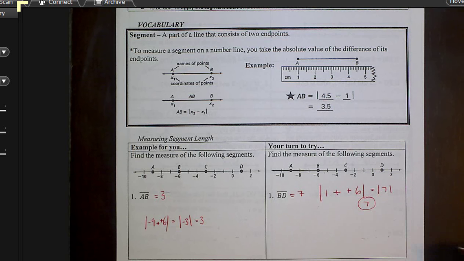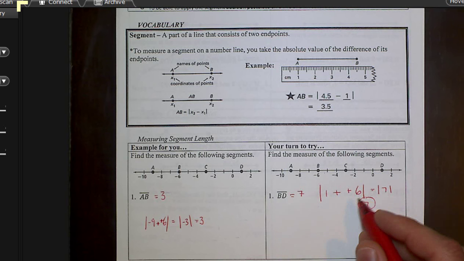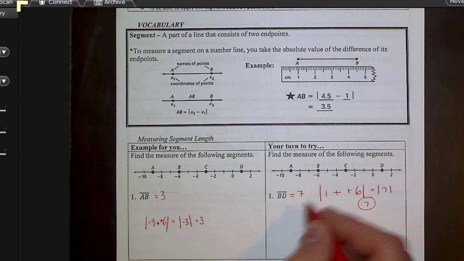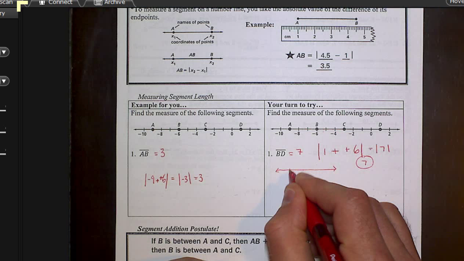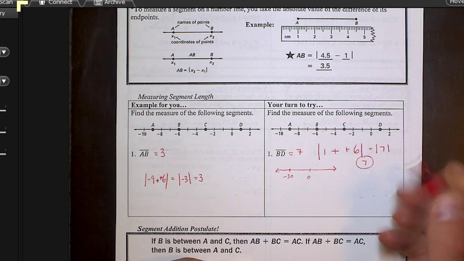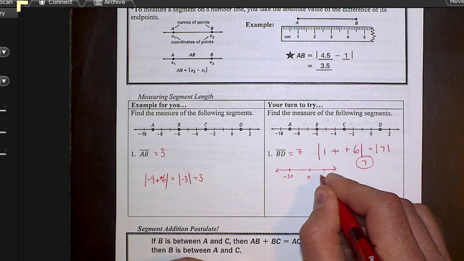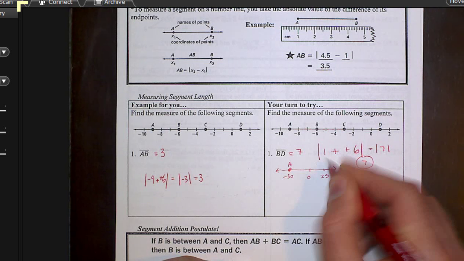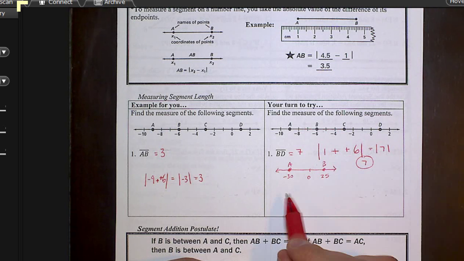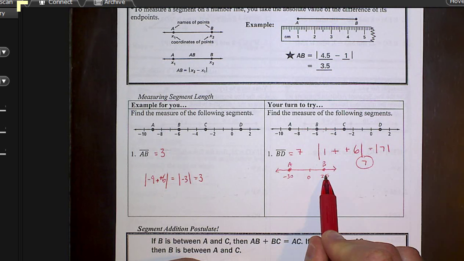Now you may be wondering, this seems pretty easy, and a lot of students would be asking themselves, why can't I just count every single time? The reason we use the ruler postulate is when you have a number line that has a lot larger values. For example, if I had a number line here, and let's say I had a -30, here's 0, and this was 25, and I'll call this A and I'll call this B. You really don't want to count all the way from 25 back to -30 or vice versa. That's a lot of counting in between those spaces.